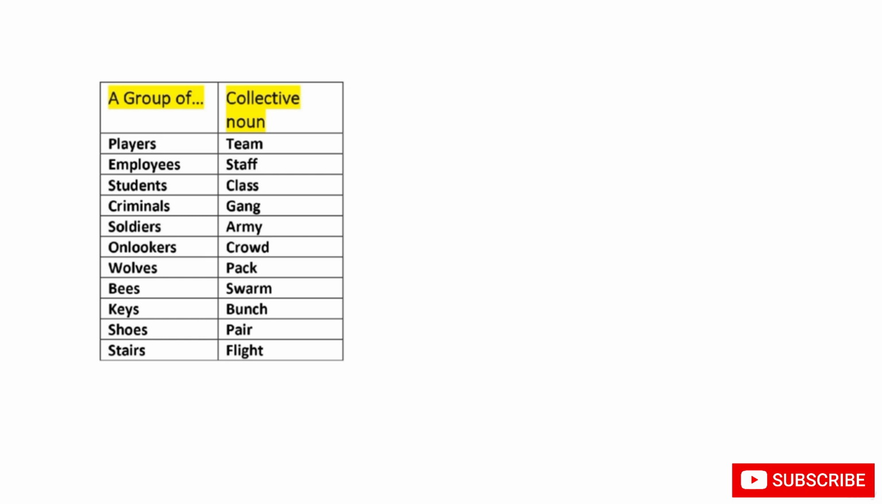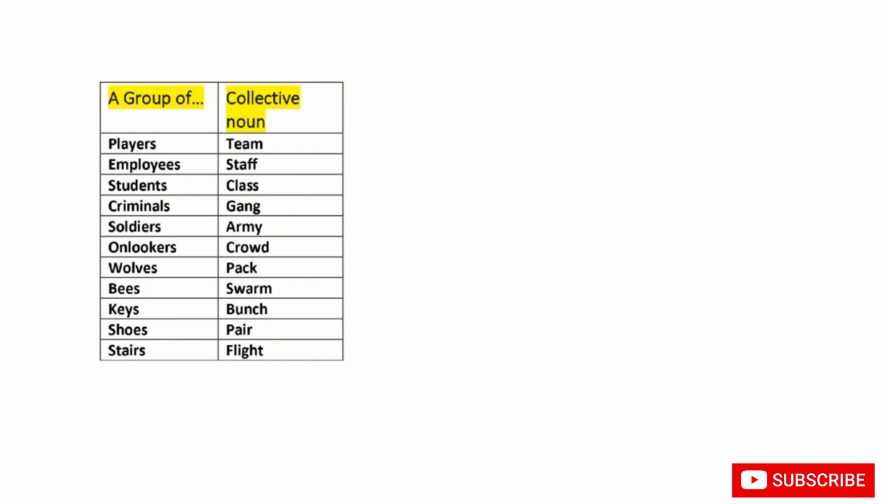A group of players is called a team. A team is a collective noun and it means a group of players, or it could even mean a group of workers in a company. Actually, there's another word for a group of workers or employees. Can you guess that word? That word is staff. In the same way, on the screen I have some more examples, but I want you to guess the collective nouns before I show them to you.